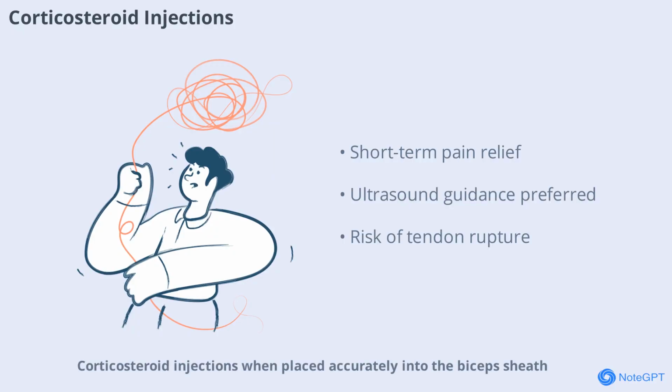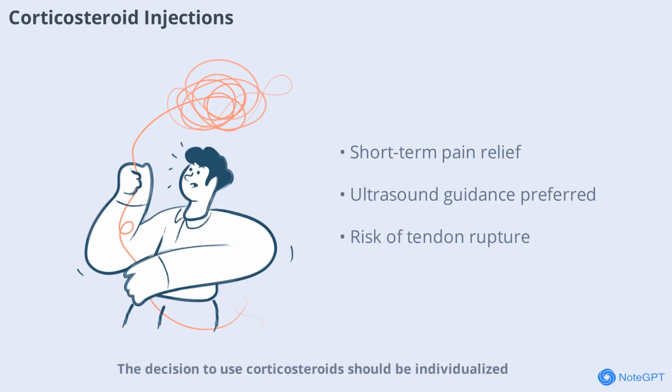Corticosteroid injections, when placed accurately into the biceps sheath, can provide short-term pain relief for LHBT disorders. Ultrasound guidance is recommended to ensure proper placement and minimize the risk of tendon rupture. While these injections are effective in the short term, their benefits may diminish over time, and repeated use is not always advisable. The decision to use corticosteroids should be individualized based on patient needs and response to other treatment.